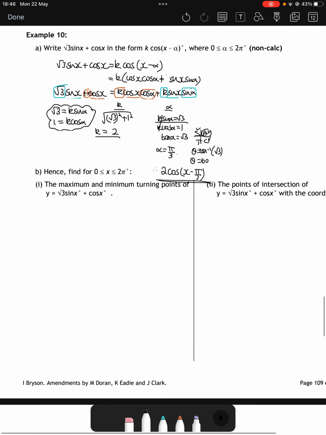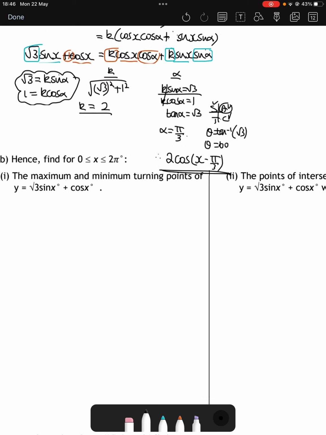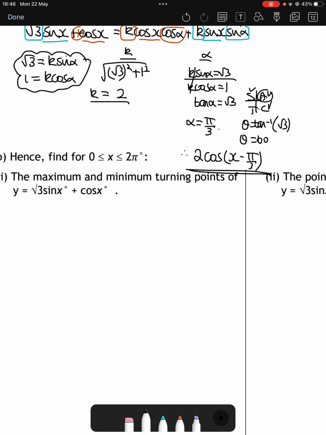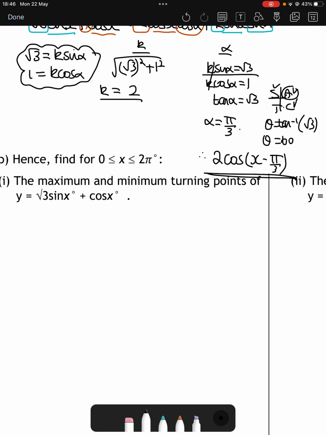Right, part B. So hence find for that the maximum and minimum turning points of that, and the points of intersection. Now the key for this, in my opinion, is really thinking about your graph. You can solve it algebraically, or you can think about your graph. For me, I think the graph is always easier, and the maximum and minimum value is dead easy to get as well. So obviously straight away, we know the maximum is going to be 2 and the minimum is going to be negative 2.